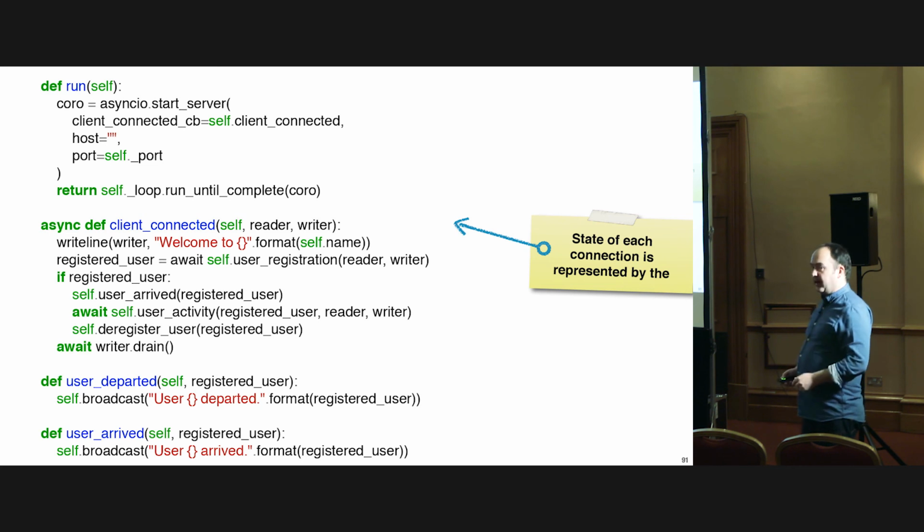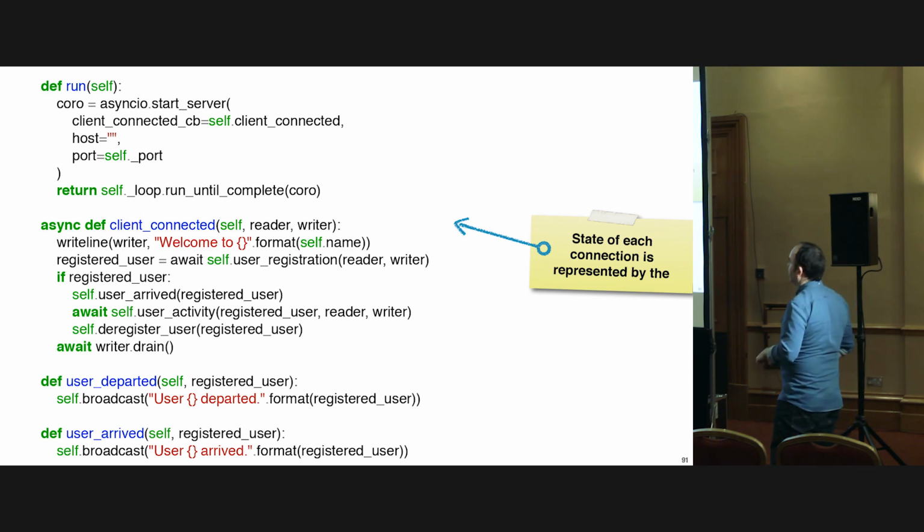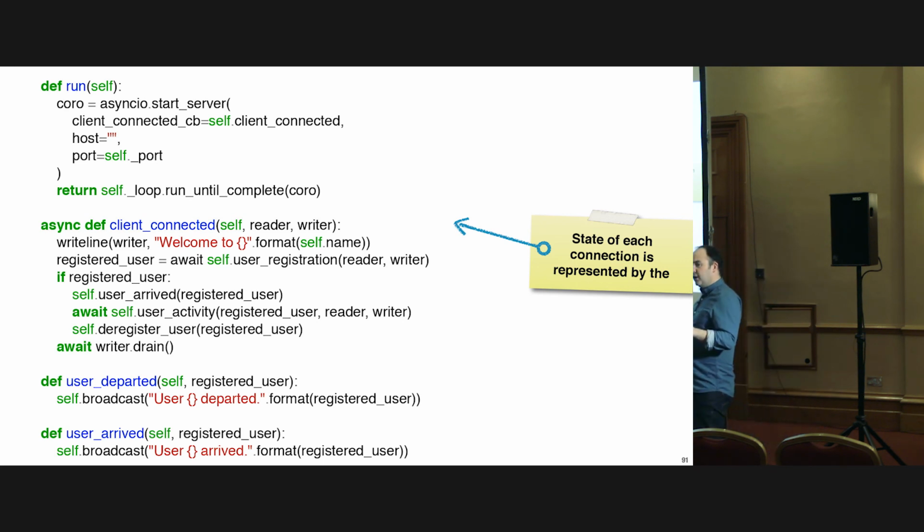So here's client connected, and I think this is really significant compared to the previous code. Client connected shows you the entire history of what happens to a user for the entire duration of their interaction with the chat room. Okay, what happens? We say, welcome to the chat room. We await user registration. Okay, so we just sit there spinning, waiting.